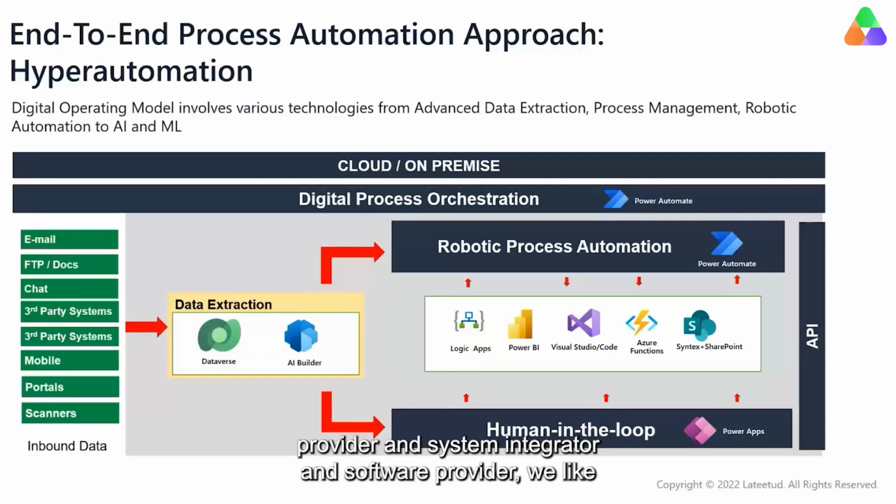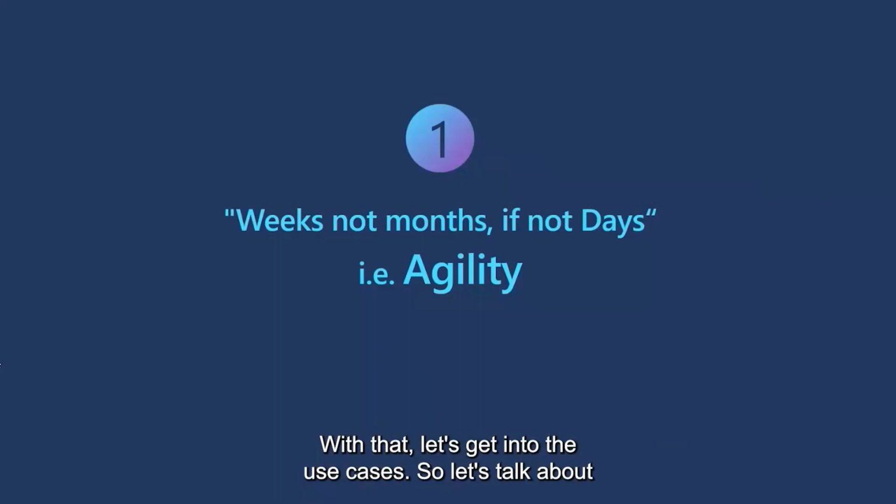So the reason why we as a service provider, system integrator and software provider like Microsoft Power Platform is that under one umbrella, you get everything. And that's how you automate a process. You cannot force fit one technology, as Jake indicated, RPA is not an answer to everything. And that's why we like Microsoft Power Platform. With that, let's get into the use cases.